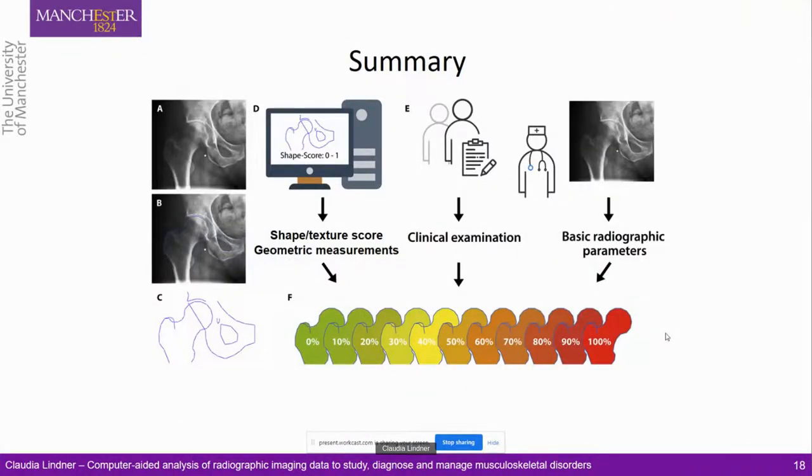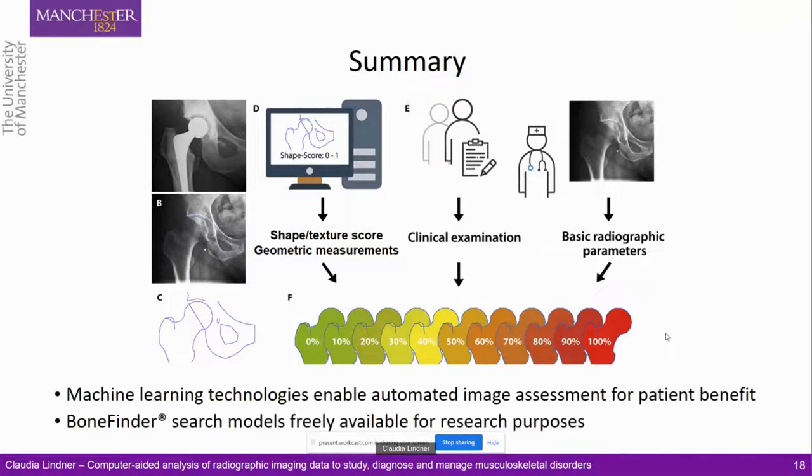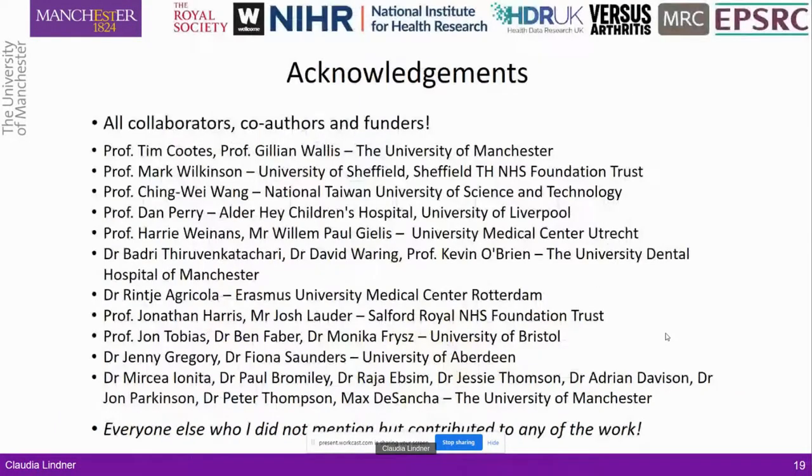So just to summarize, I'd like to bring back this image that we've seen before. I hope you've seen that it's not just about hips, it could be any kind of structure that we could apply this technology to. It could also include implants if you wanted to look at post-operative images, and then you could automatically generate these shape scores or texture scores or geometric measurements, which in combination with other information that might already be available in clinical practice help you to assess, monitor and diagnose musculoskeletal conditions. And so machine learning technologies such as bone finder really just enable this type of automated image assessment for patient benefit. And I'd just like to finish by saying that the bone finder models that we're developing as part of these studies are all freely available for research purposes.